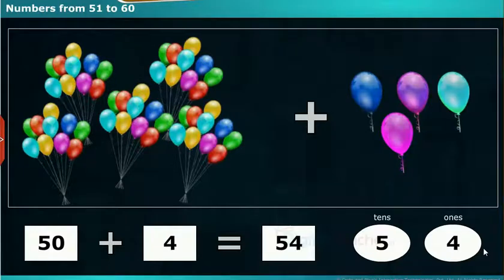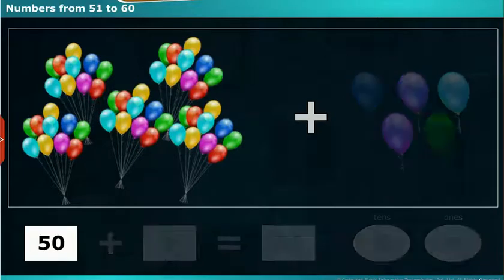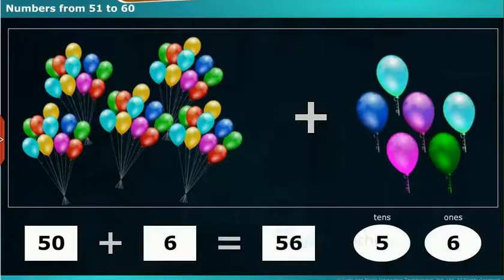Likewise, she blew 1 more balloon. So, 50 plus 5 is equal to 55. Total is equal to 55 balloons. 50 plus 6 is equal to 56, total is equal to 56 balloons. 50 plus 7 is equal to 57, total 57 balloons.